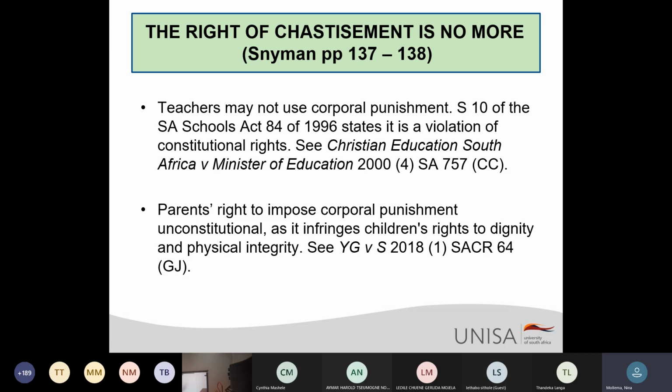And then after this case, parents still had the right to impose moderate and reasonable punishment on a child. But that also fell away with the YG versus S case. The case is summarized in your tutorial 102, where YG, the father, was charged in the regional court with assault with intent to do grievous bodily harm in respect of his 13-year-old son.